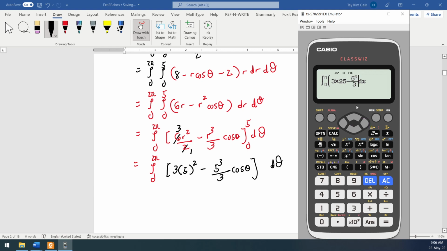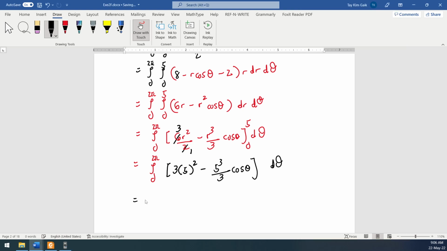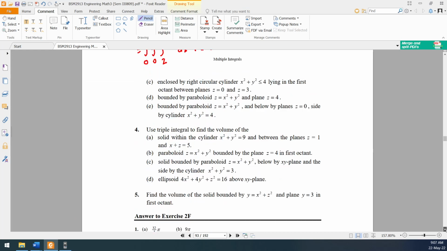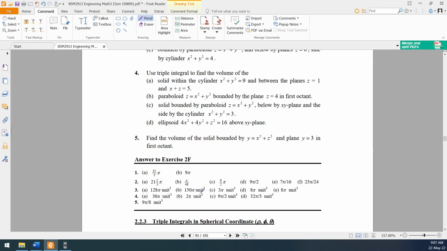Theta you have to change to x, because your calculator only accepts the variable x for integration. So you get cos x, close it, from 0 to 2 pi. So 150 pi. So we get the answer 150 pi for question 3B, and they put the unit cubed.